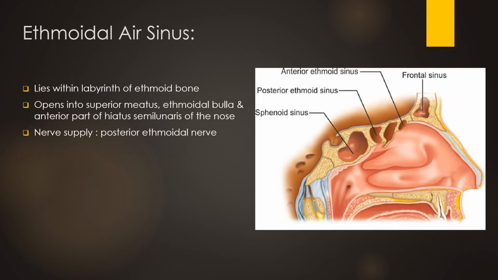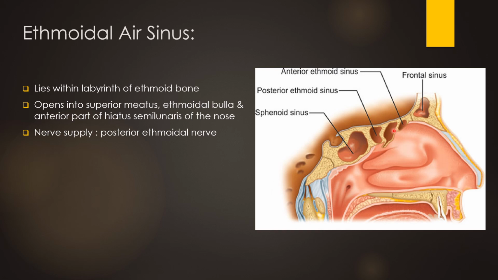Then we have the ethmoidal air sinuses. The ethmoidal air sinuses lie within the labyrinth of the ethmoid bone. As you can see, there are the anterior ethmoidal, middle ethmoidal, and posterior ethmoidal sinuses. The anterior ethmoidal sinus opens into the middle meatus of the nose.